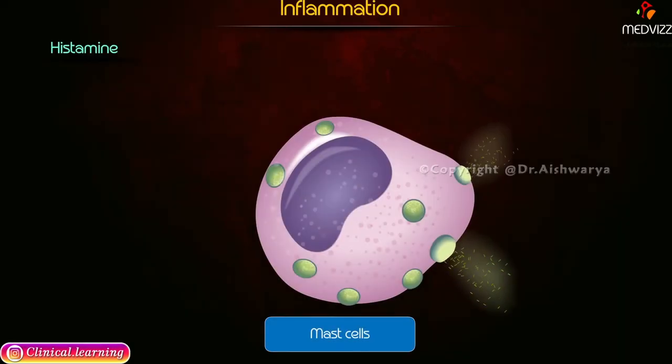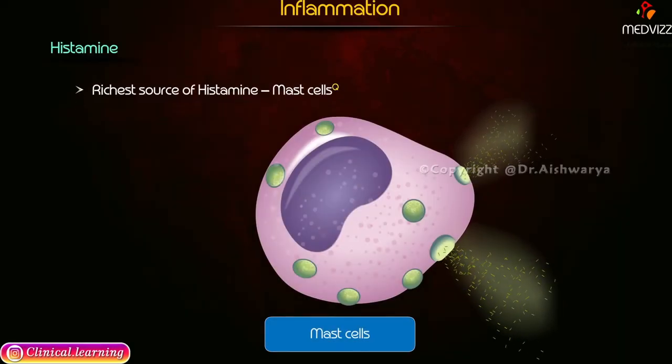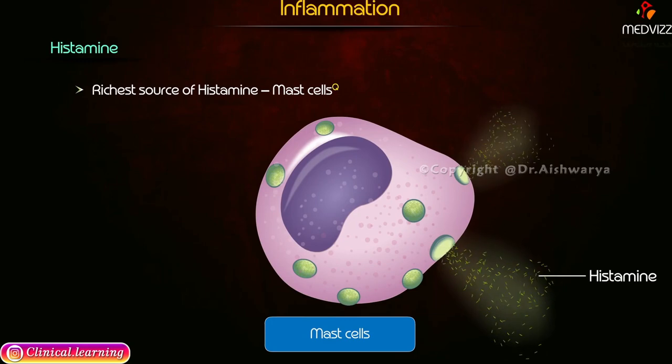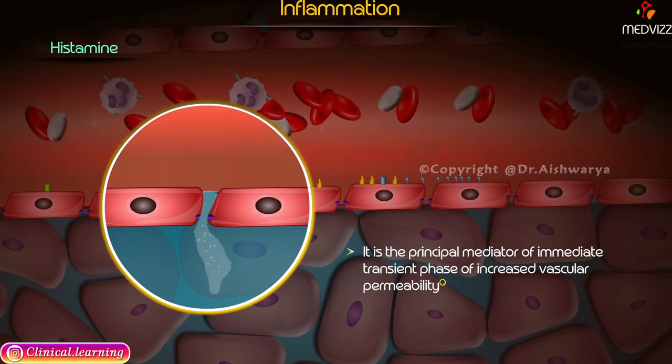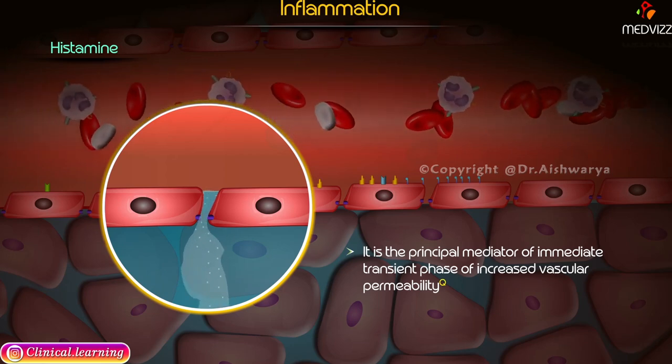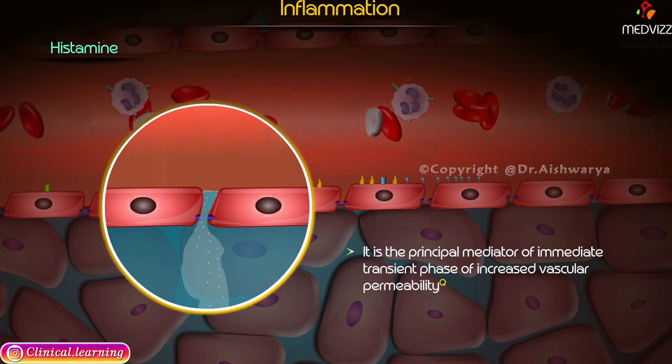So first, let us talk about histamine. The richest source of histamine is seen in mast cells. Very, very important MCQ point. And it is a principal mediator of the immediate transient phase of increased vascular permeability.